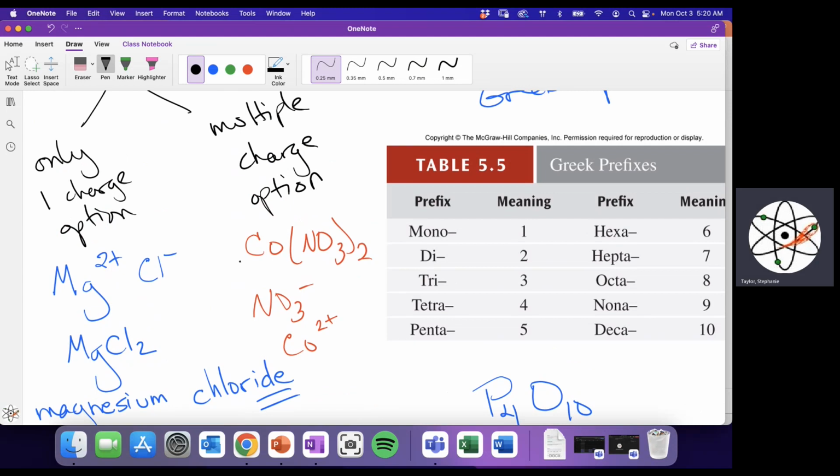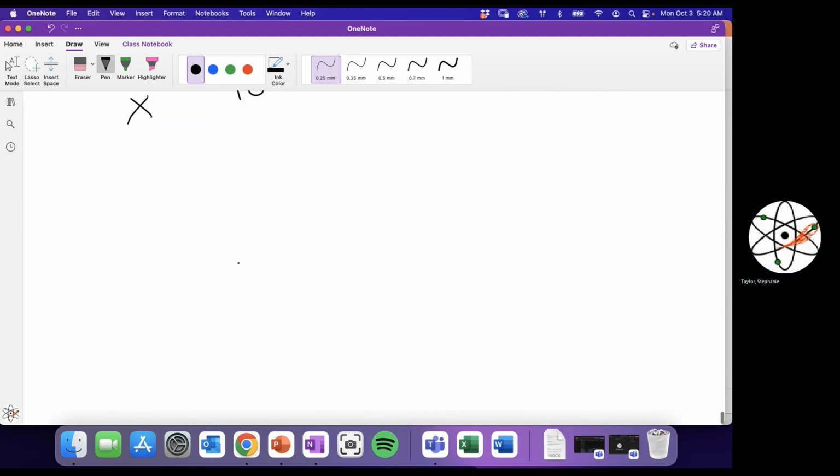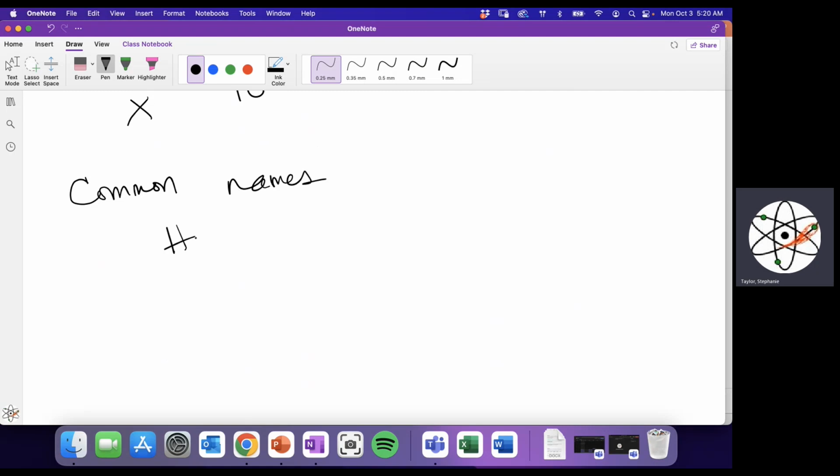So there are 3 other things in naming to mention ever so briefly, I guess 4. One of them I talked about earlier: common names. There are a grand total of 2 common names you are responsible for. It's this one, which is water, H2O is water, and NH3 as ammonia. So you are responsible for knowing these two formulas and these two names.